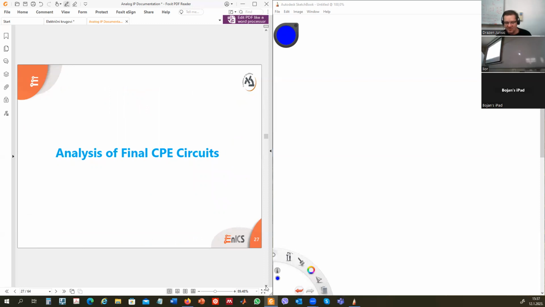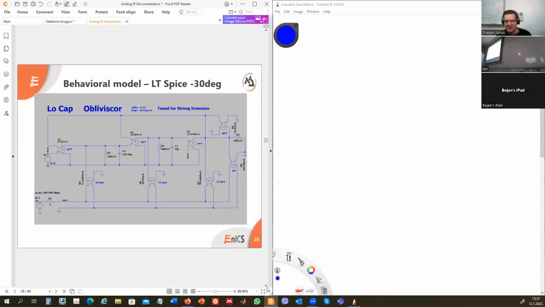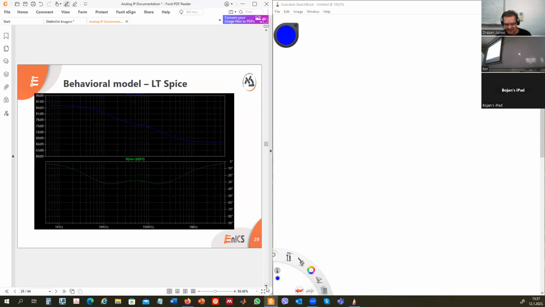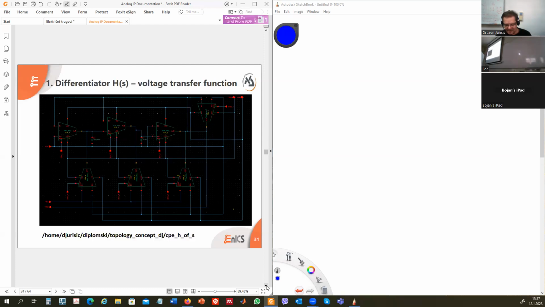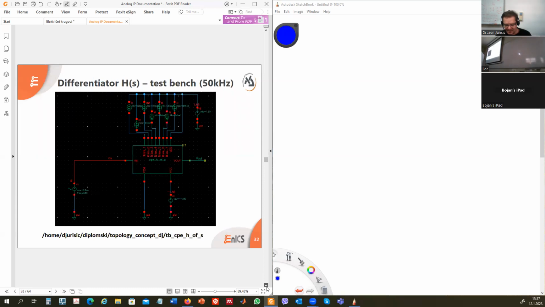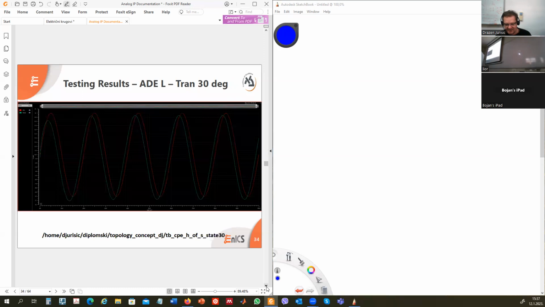Now I will show you a few more pictures and then we are finished. This is a behavioral model in LT-SPICE of 30 degrees. So these here are OTAs, operational transconductance amplifiers, and these are capacitors. And then you can see the amplitude and phase. If you produce the floating one in Cadence, then you also have 30 degrees between two sinusoidal signals.